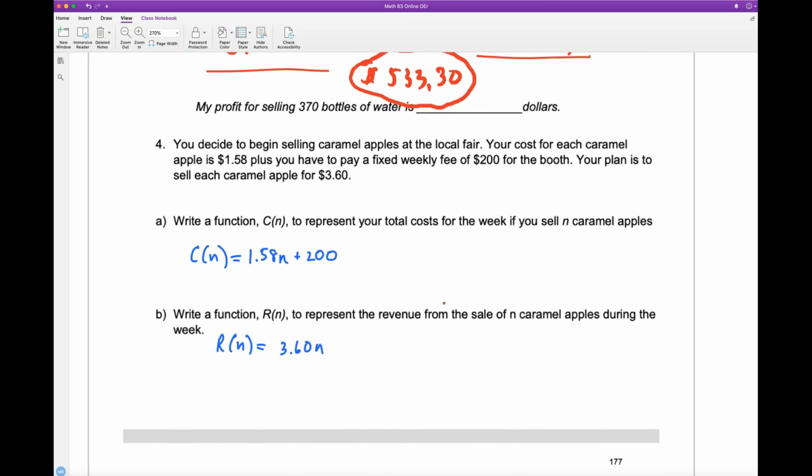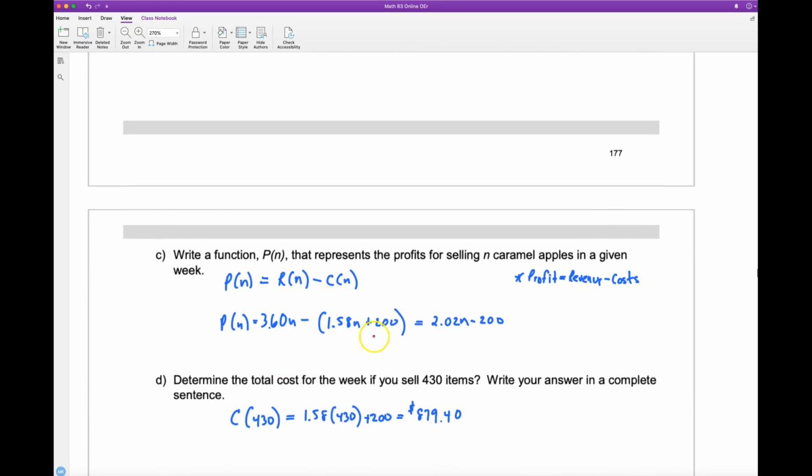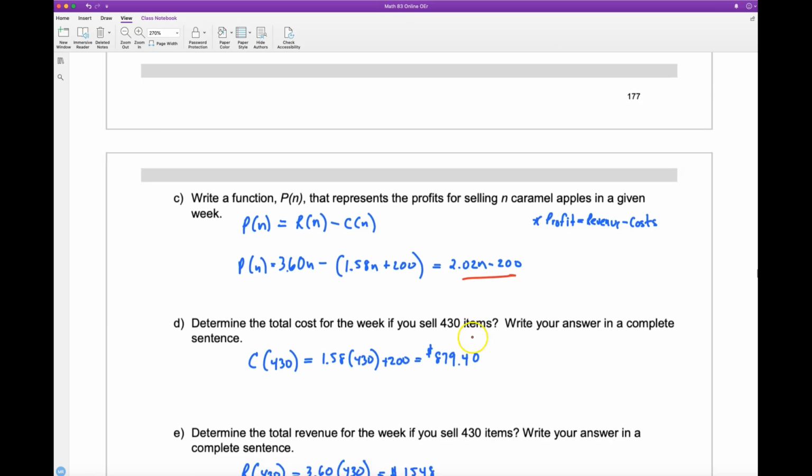Here's the setup for the next situation. There's your cost, there's your revenue. Profit is the revenue minus the cost. So now you have this profit equation.